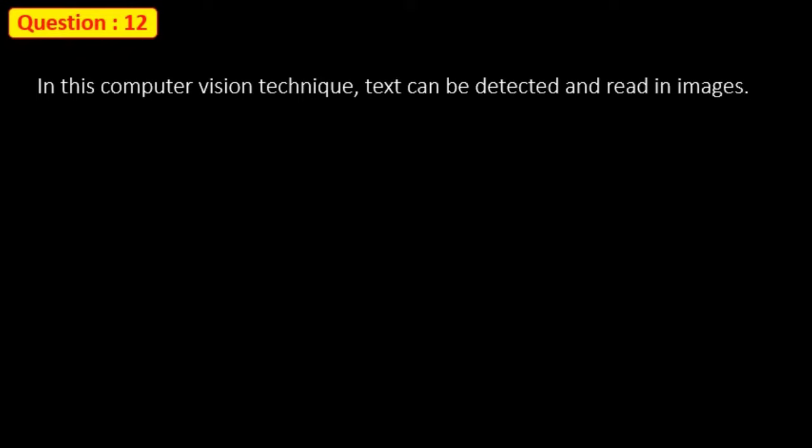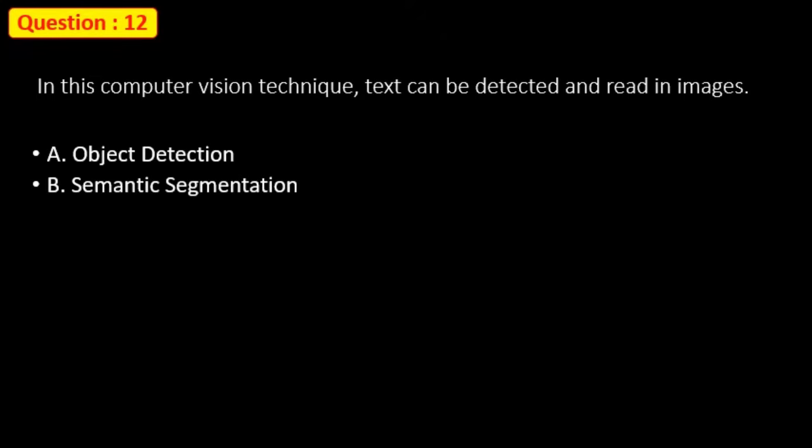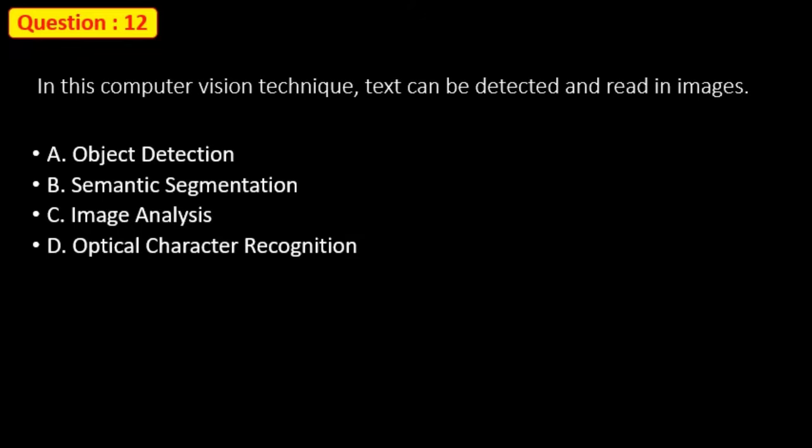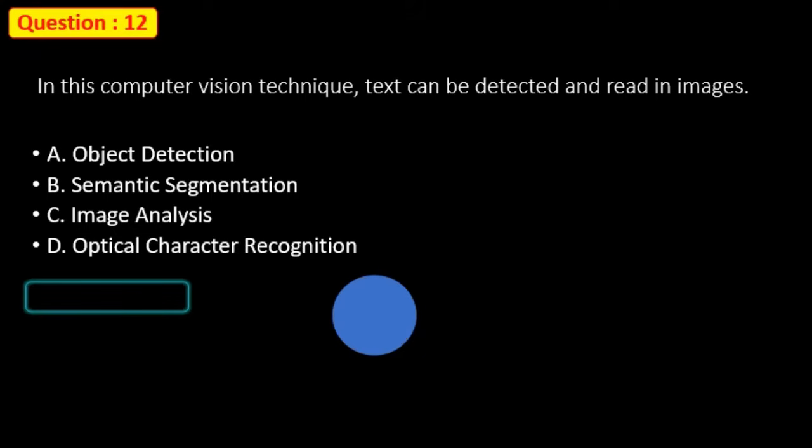Question number 12. In this computer vision technique, text can be detected and read in images. Options as below. A. Object detection. B. Semantic segmentation. C. Image analysis. D. Optical character recognition. The correct option is D. Optical character recognition.